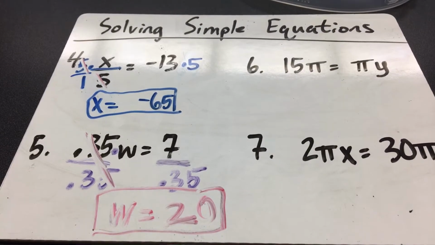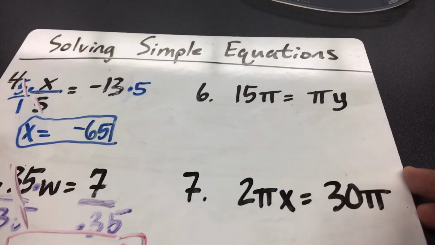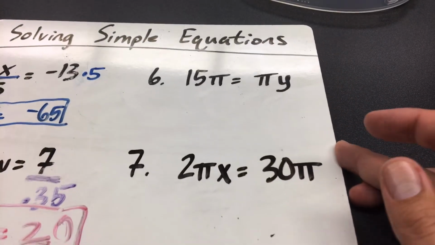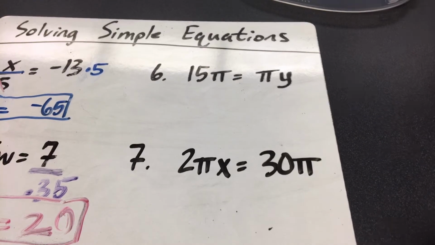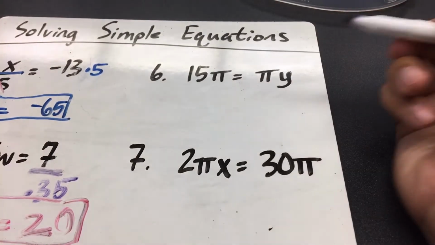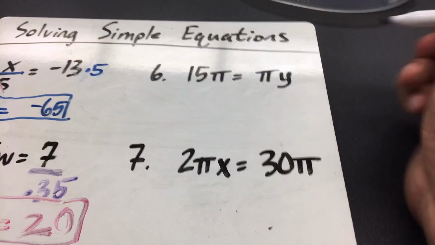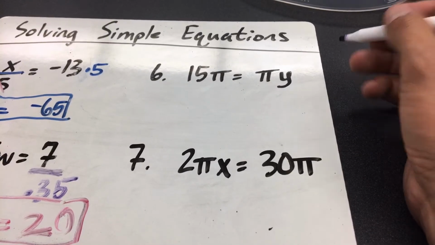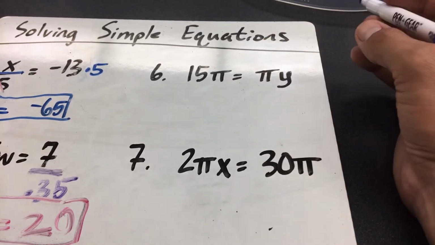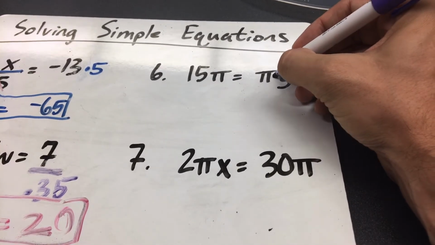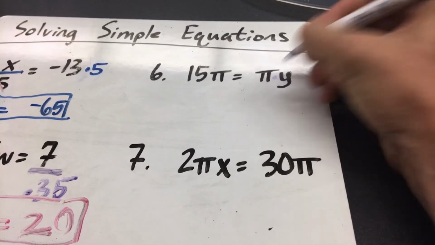Okay, so that is that one. The next question over here, number 6. This one is really tricky, as is number 7. You're going to think this is a trick question, but it's really not. Okay, don't let the pi symbol fool you. The pi symbol is not a variable, right? The variable is the letter. Pi is not a letter. Pi is actually a number, right? It's 3.14. I could replace it with 3.14, but I don't really want to.